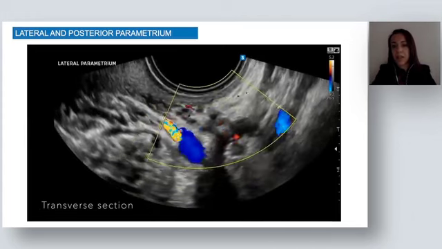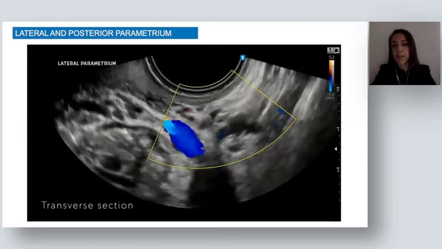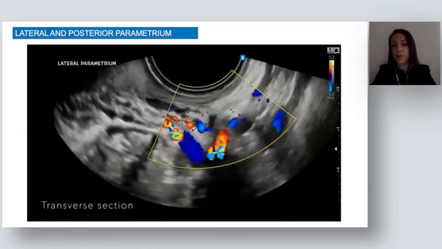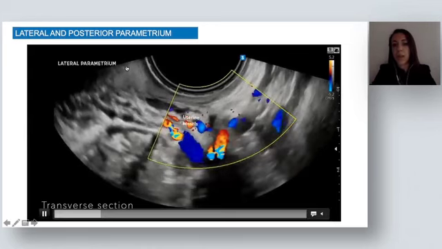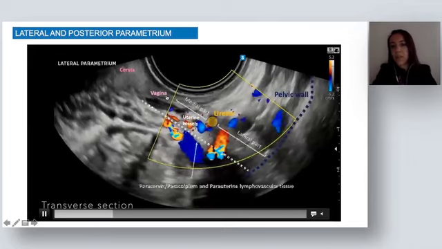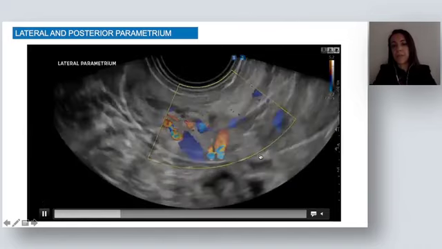In this transversal section, at the crossing point of the uterine vessels, we can visualize the cervix, the vagina, uterine vessels, ureter, and the pelvic wall. So the region between cervix and the pelvic wall corresponds to the lateral parametrium.